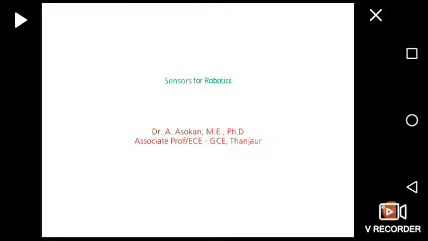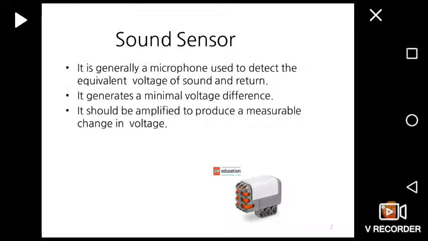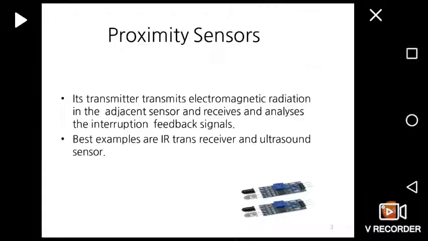Sensors for robotics. Sound sensors. It's generally a microphone used to detect the equivalent voltage of sound and return it. It generates a minimal voltage difference, which should be amplified to produce a measurable change in voltage. The figure shows the sound sensor used in a robot.